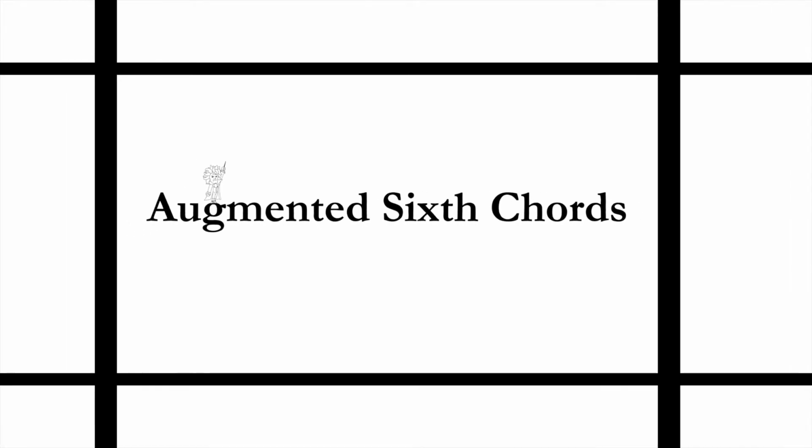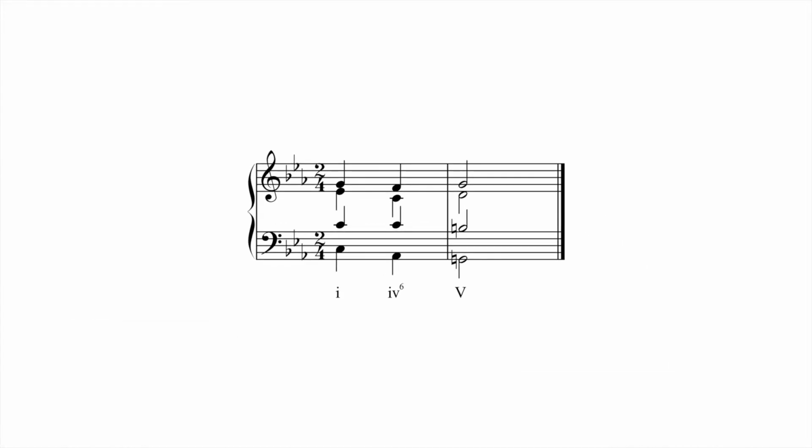Consider the following cadential progression from 4/6 to 5. In order to point more strongly toward the dominant, composers sometimes raise scale degree 4, creating an augmented sixth between it and the bass.